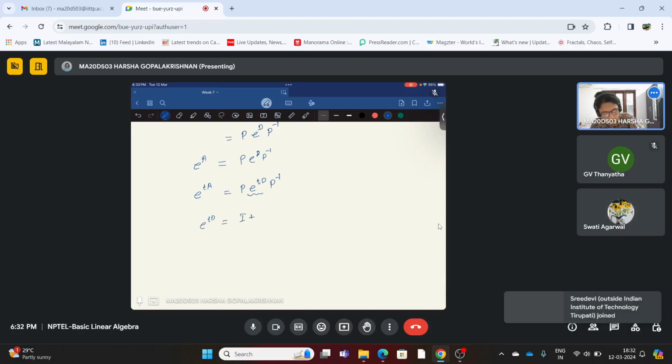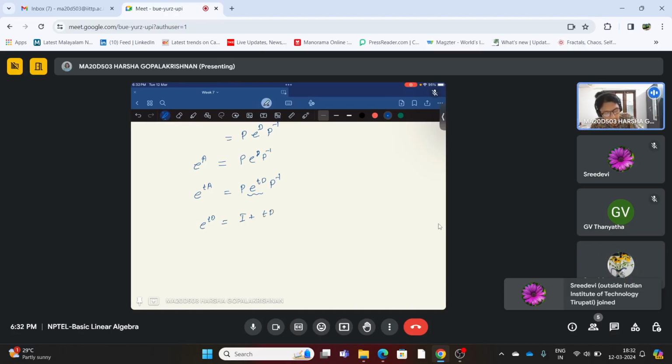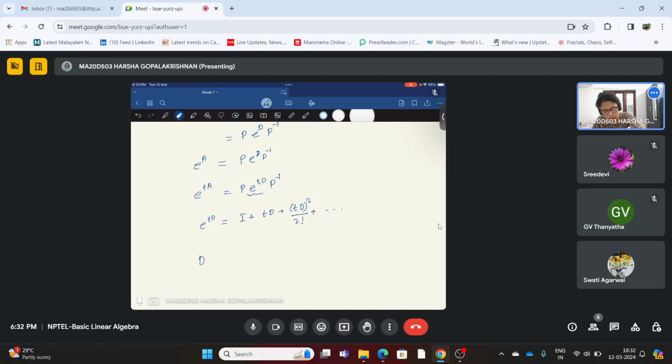I plus tD plus t square D square by 2 factorial plus etc. This is fine, right? Now, D power n, what will come for D power n? If D is a diagonal matrix with lambda 1 up to lambda n on the diagonal and zeros elsewhere, what will be D power n for any n?